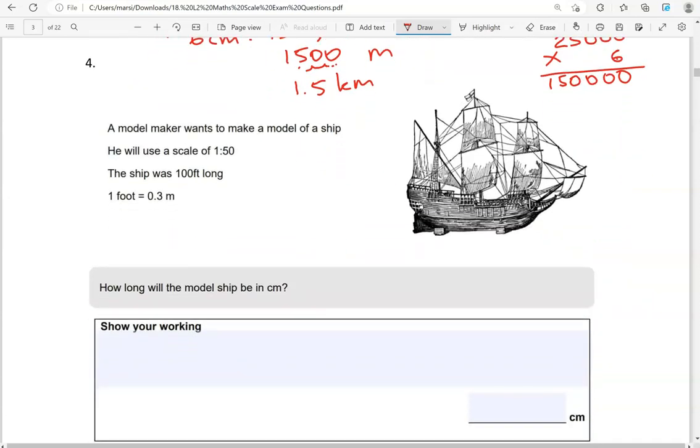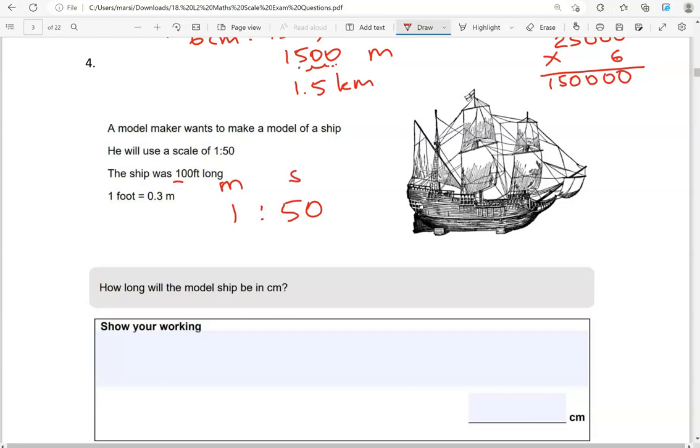A model maker wants to make a model of a ship. He will use a scale of 1 to 50. The ship was 100 feet long. 1 foot is equal to 0.3 meters. How long will the model ship be in centimeters? So the scale is 1 to 50. 1 is for the model and 50 is for the actual ship.